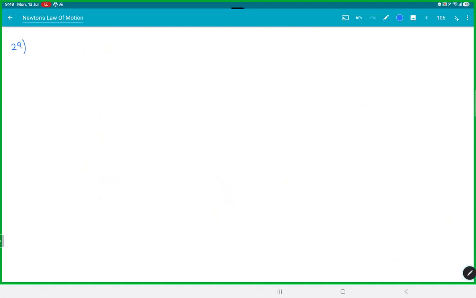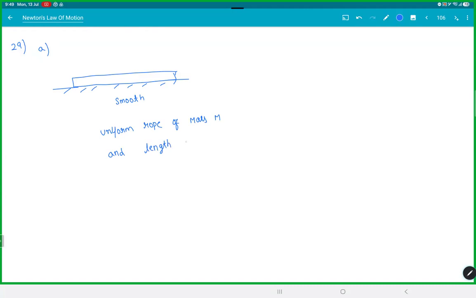Next thing. This would be an important question, and this would come again and again. Instead of blocks, what if you have a rope? Again, not a tough one, but the idea is important. We have a rope on a smooth floor. This is a uniform rope of mass m and length L. This point is x equal to 0, and this point is x equal to L.